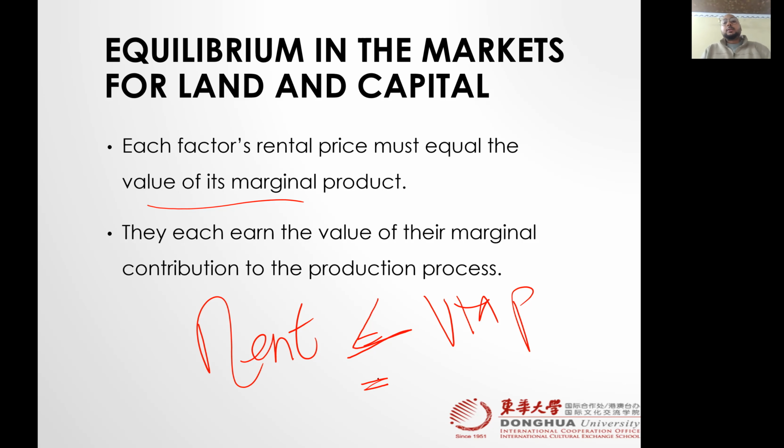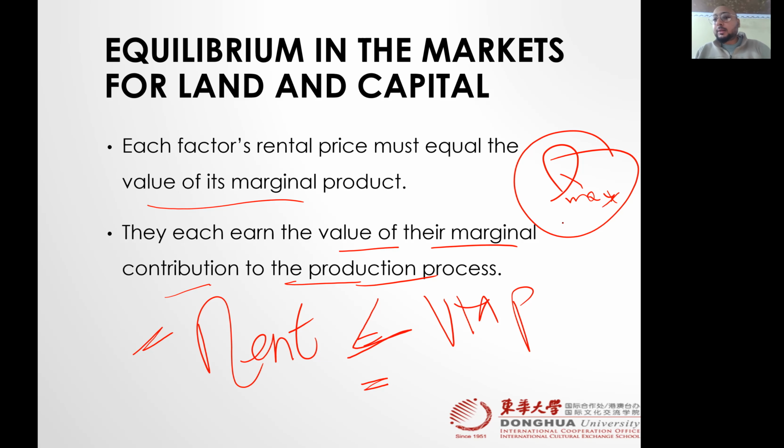All right. So why? Because they each earn the value of their marginal contribution to the production process. If the value of marginal product of land, labor and capital is higher than the rent, you employ more machinery, you take more land, you hire more workers, you produce more, and you get more profit by producing Qmax. Maximize the profit. All right.